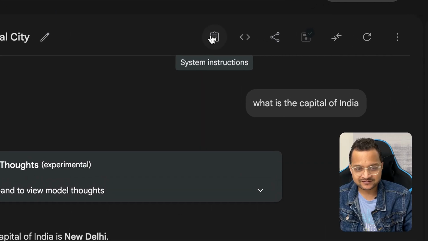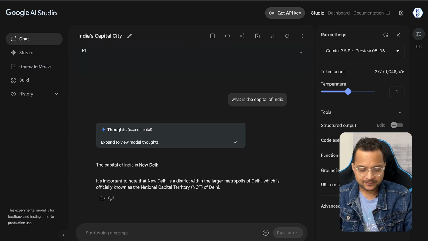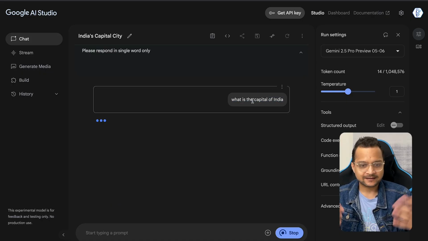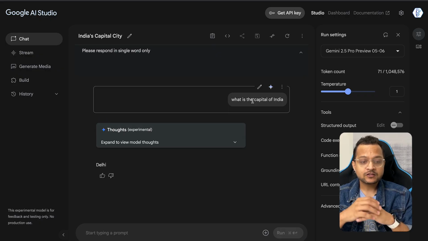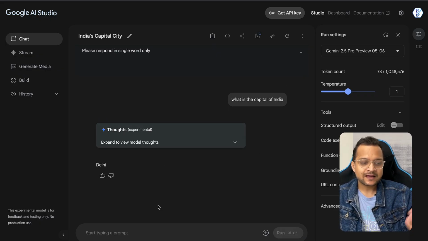So here we have the system instruction, which is system prompting. I'm going to say, please respond in single word only. Okay, so we have provided that. Now I'm going to ask the question again by editing and just hitting the run button. So this time you see just one single word, which is Delhi.